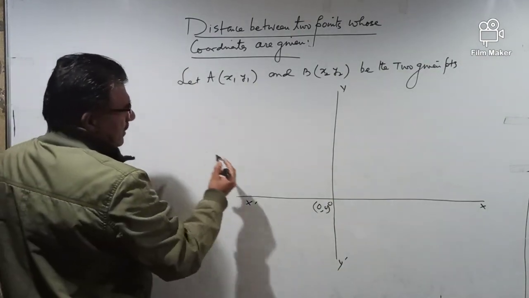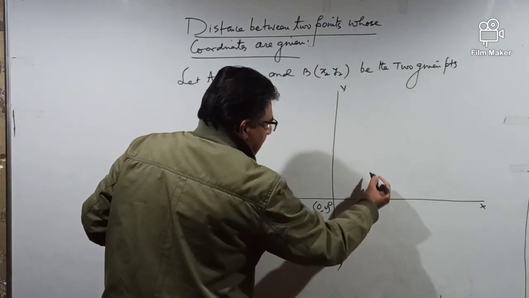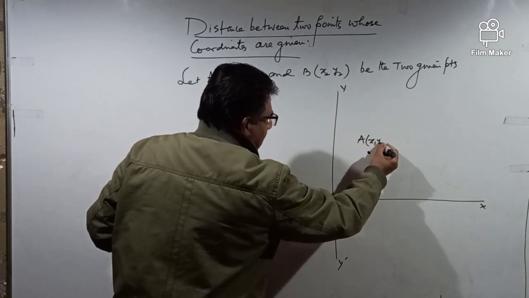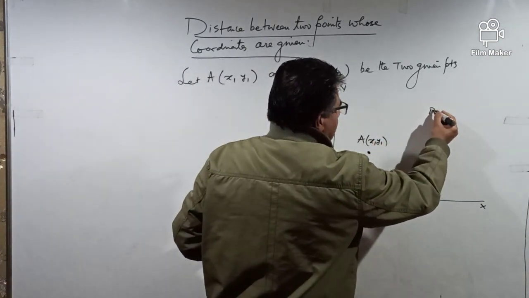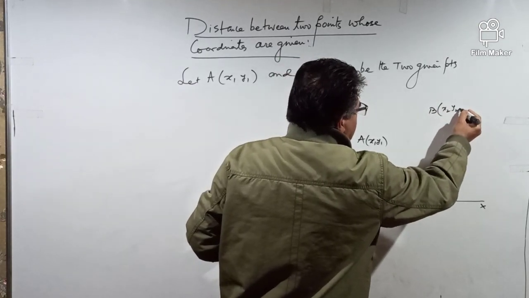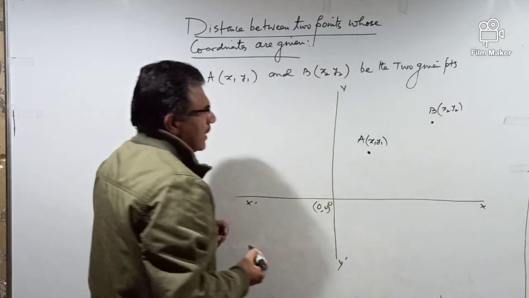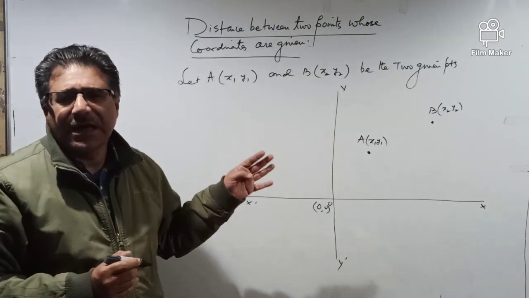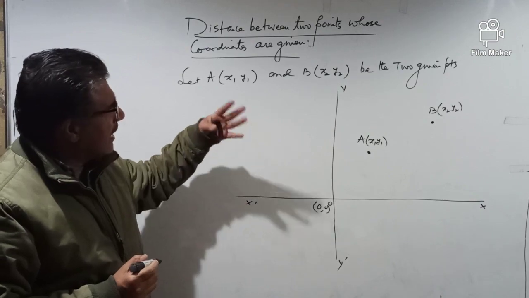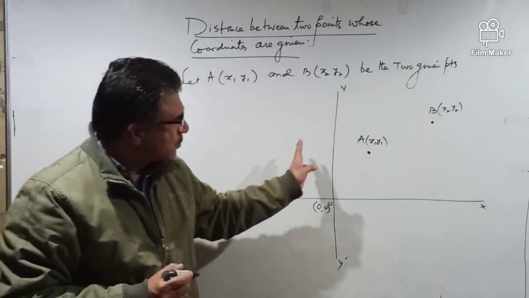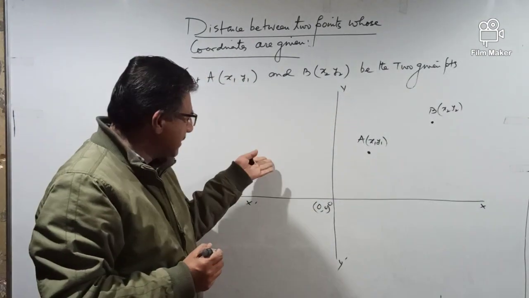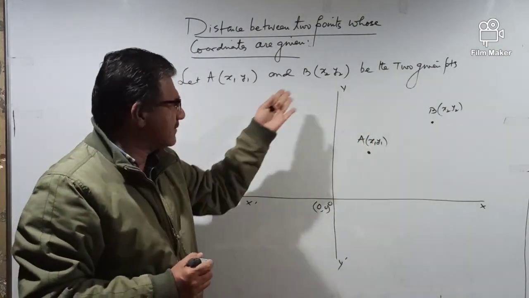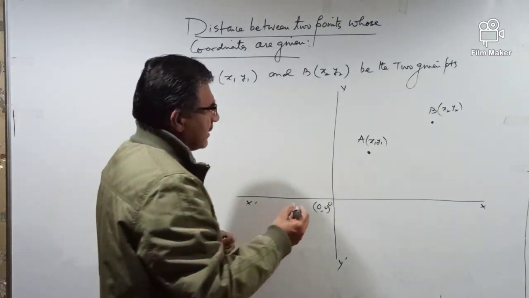So if I plot them, I will write (x1, y1) here, so it will be here x1 and y1, and there is another point B. This is x2 and y2, this is another point B. So I have represented both the points on the Cartesian plane. I have assumed that both points are positive, so they will be in the first quadrant. It can be in the second, it can be third, doesn't matter.